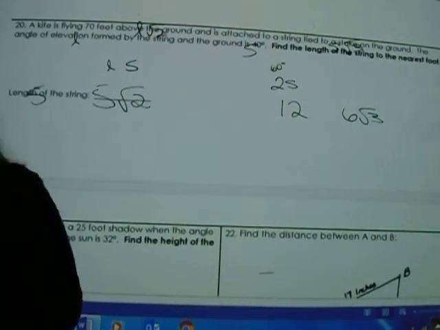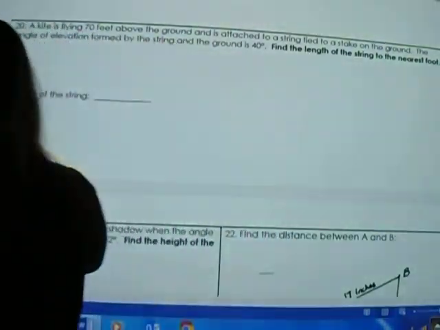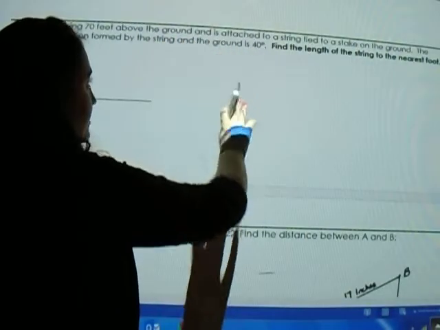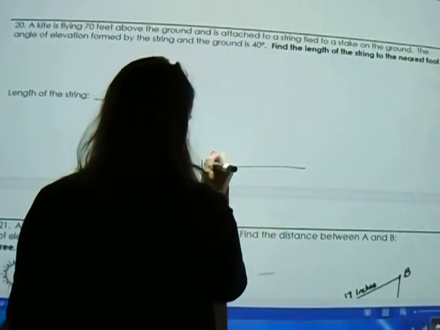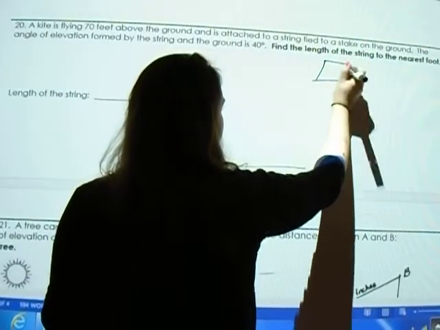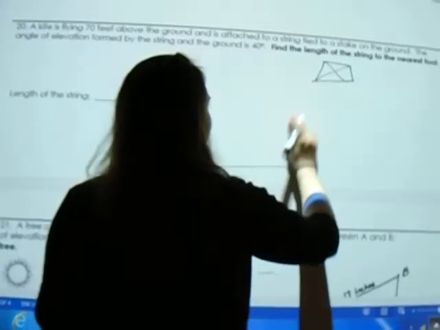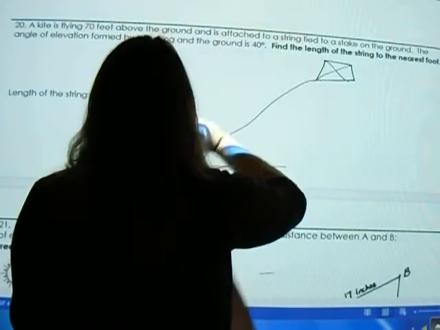So let's go down to number 20. All right, a kite, we need to draw this by the way, is flying 70 feet above the ground and is attached to a string tied to a stake in the ground. So this just means this is the ground, there's something coming out of the ground holding the string to the kite. Here is our kite. I am aware that I cannot draw. All right, here's our kite string. Pretend that's a straight line.